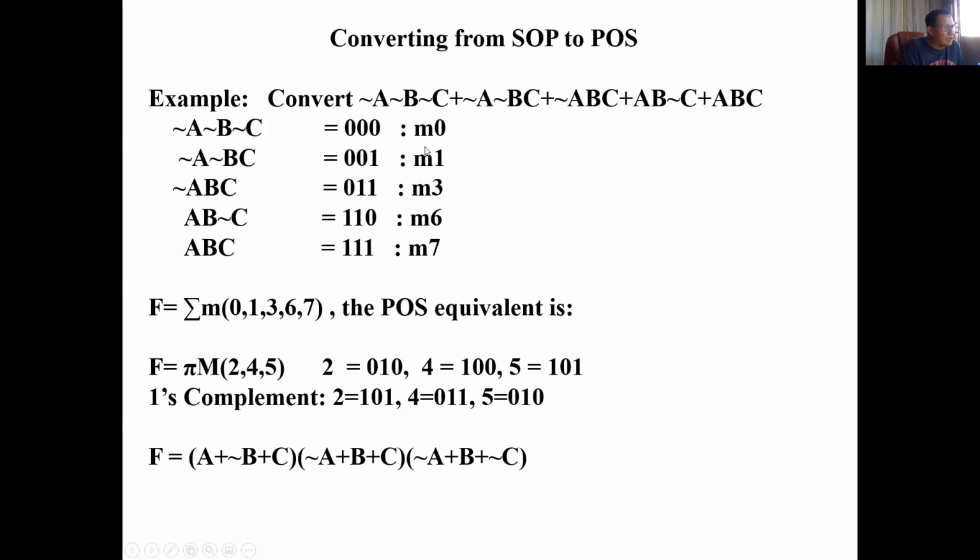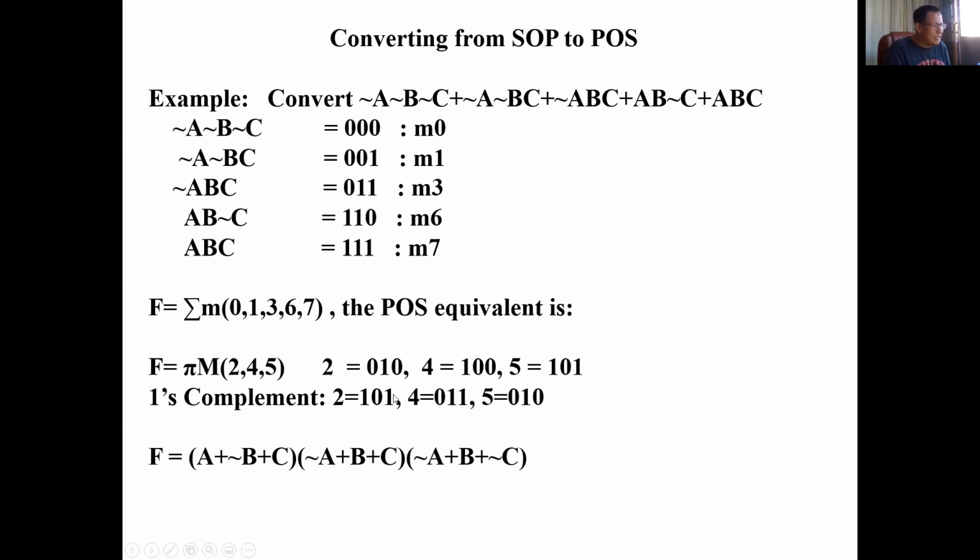So which ones are missing here? Row 2 is not here. Row 4 is not here. And row 5. So 2 is 0, 1, 0. 4 is 1, 0, 0. 5 is 1, 0, 1. So we find the complement. That's always the way. So 2 is 0, 1, 0. The complement, the ones complement, because the max term is the ones complement of the min term. The ones complement of 4 is 0, 1, 1. The ones complement of 5 is 0, 1, 0.